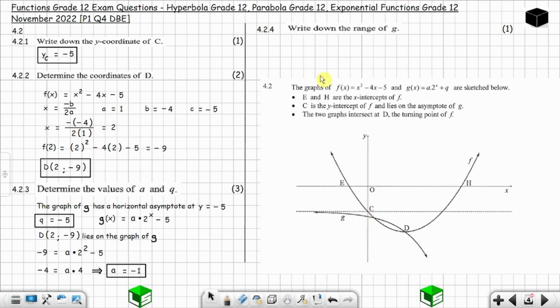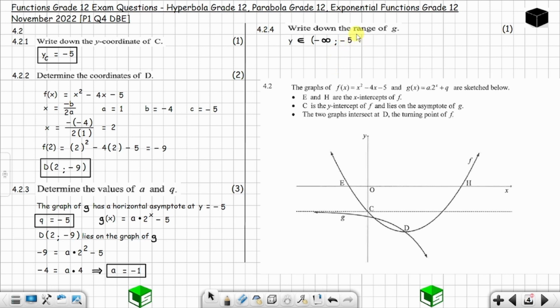Okay. So the range is y element of. It is y, not x, because it is on the y-axis. From the bottom, you always start from the bottom to the top. From the bottom, you have negative infinity all the way to negative 5. So the graph is not crossing. It's only approaching this horizontal asymptote, which is cutting the y-axis at negative 5. So it is from negative infinity all the way to negative 5.